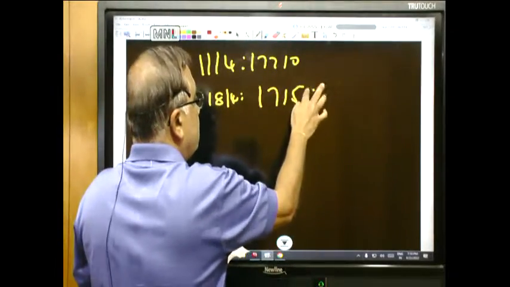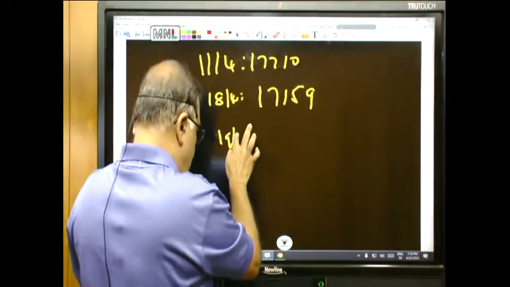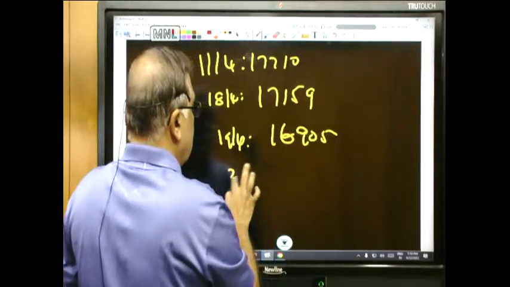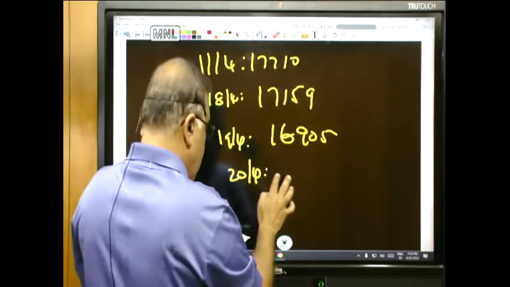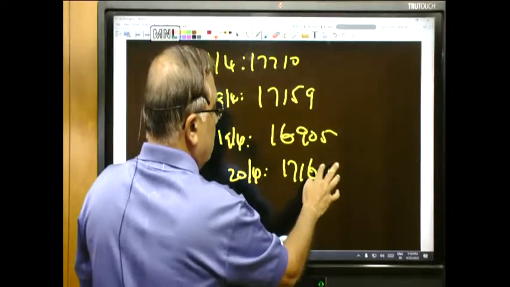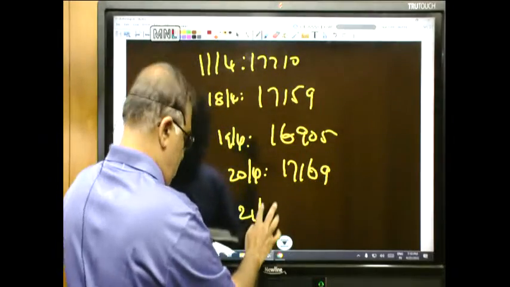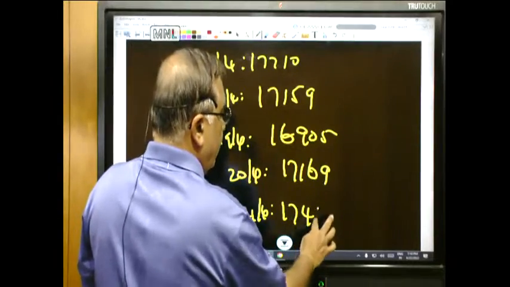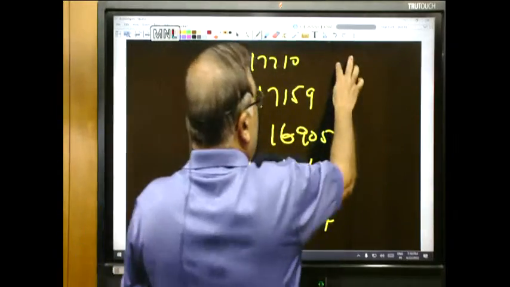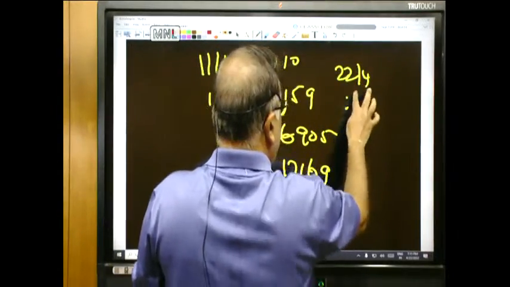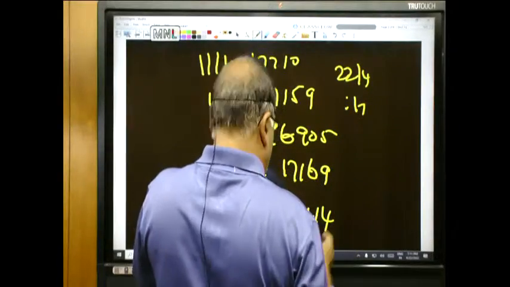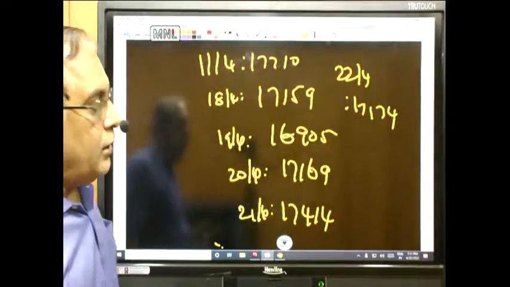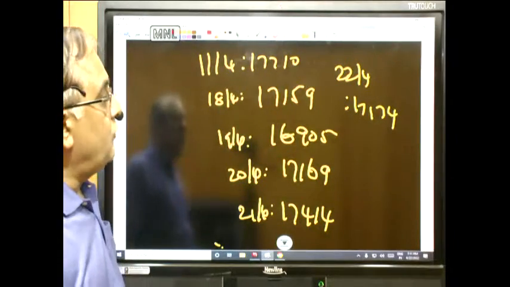On 18.4, 17,159. On 19.4, 16,905. On 20.4, 17,169. On 21.4, 17,414. This was yesterday, right? And 22.4 today, it is 17,174. So this is what has happened during this particular time period since we discussed.